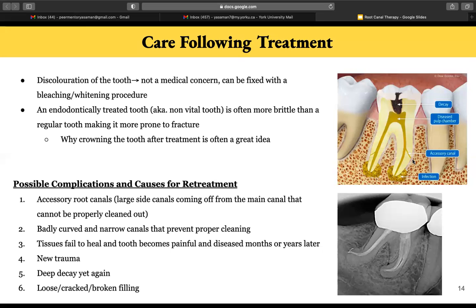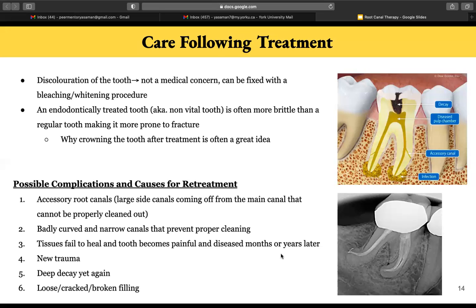It would be very hard for the dentist to clean that out with a file or with the irrigation solution. If it's not cleaned properly, of course, that could lead to reinfection, and that means a possible need for retreatment. The second reason would be a badly curved and narrow canal that prevents proper cleaning. An example is clearly seen here in this X-ray.